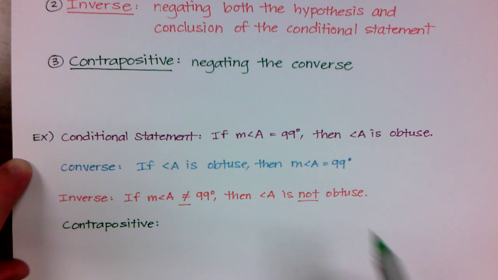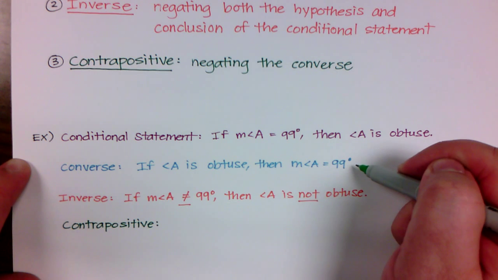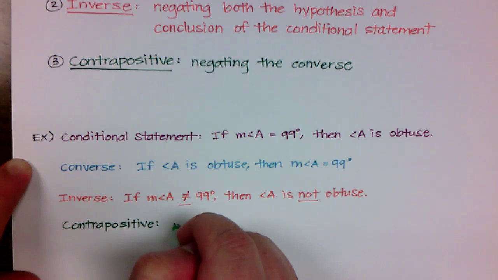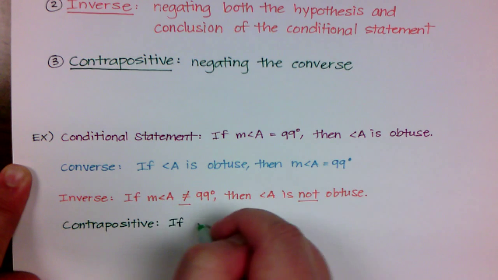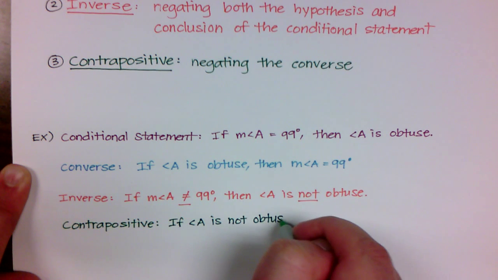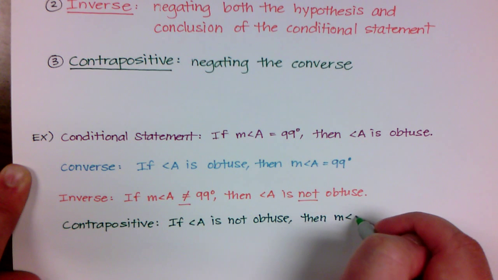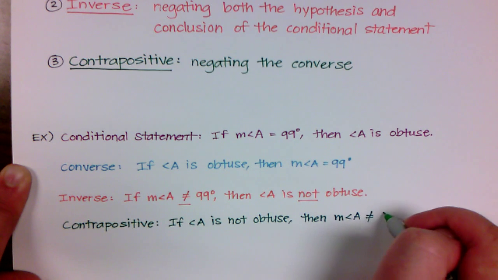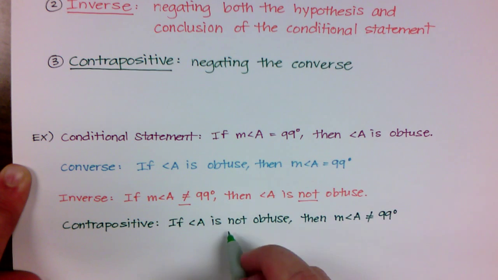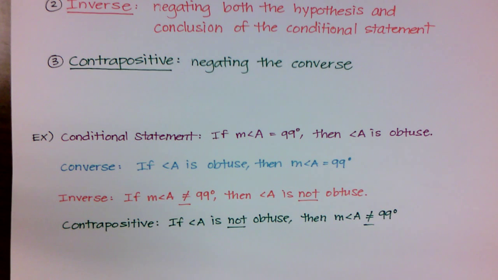So now the last one is the contrapositive. What that is, it's just negating the converse. And since I already have the converse written, I'm just simply going to write the opposite of what it says. So if angle A is not obtuse, then the measure of angle A is not equal to 99 degrees. And I'm just kind of underlining those nots right there.